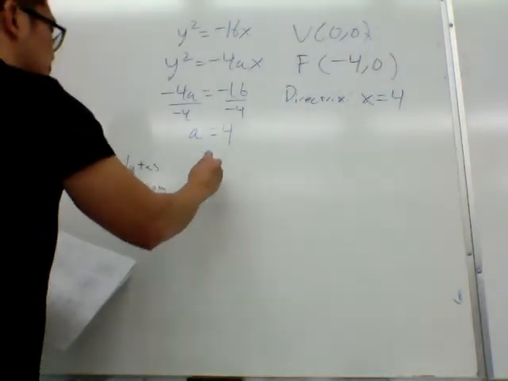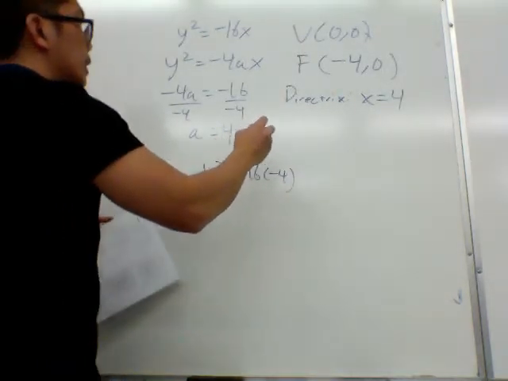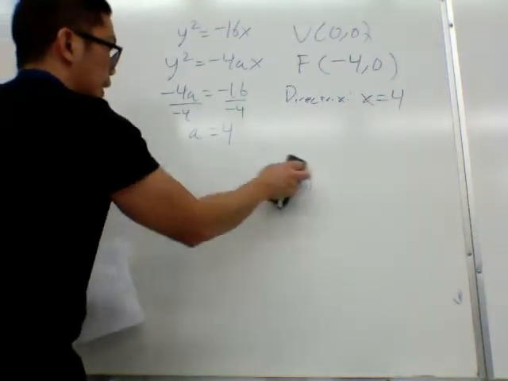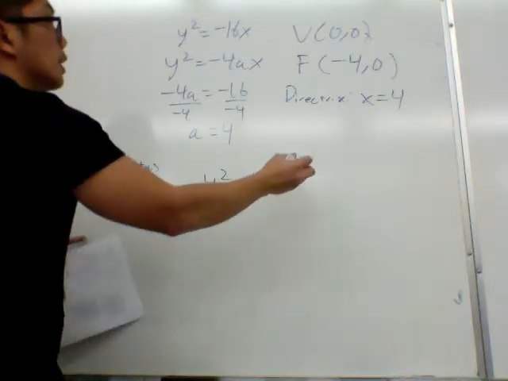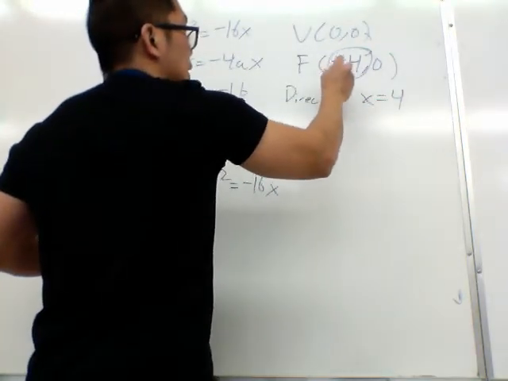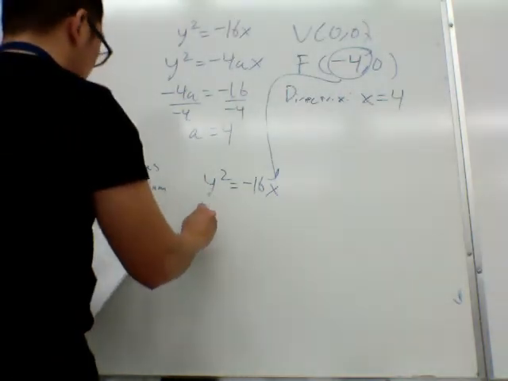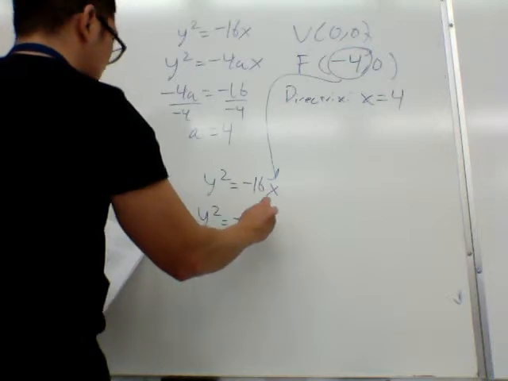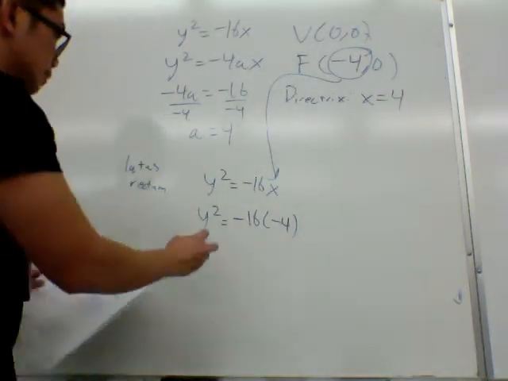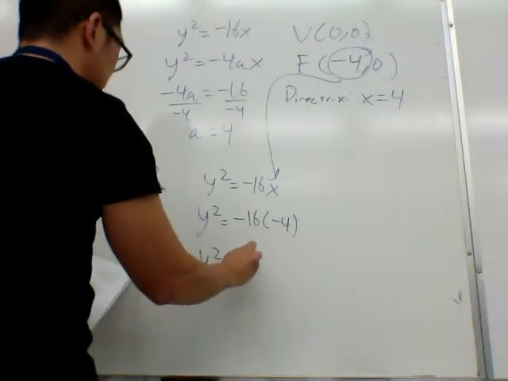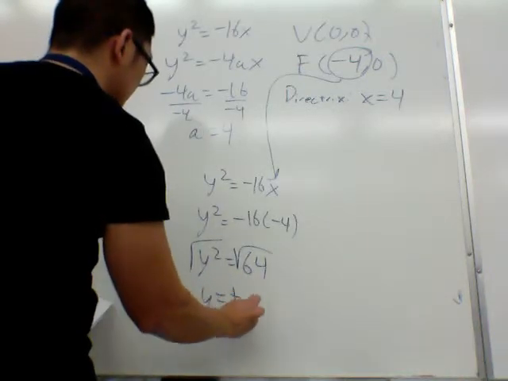So the latus rectum is going to be y squared is equal to negative 16 times negative 4. Because remember, actually, let me rewrite this equation. Y squared is equal to negative 16x. I go back to my focus, and whatever that value is, I am putting here in the latus rectum. So this becomes y squared is equal to negative 16 times negative 4. Okay. And then this becomes y squared is equal to 64. I square root both sides, and I get y is equal to plus or minus 8.